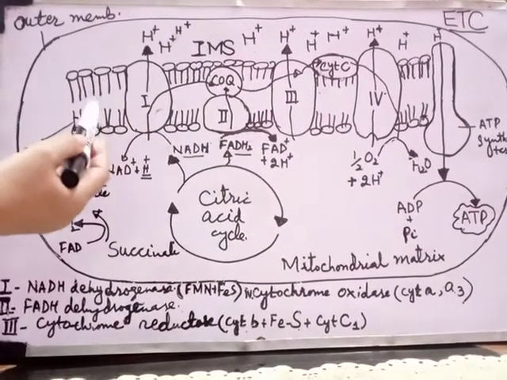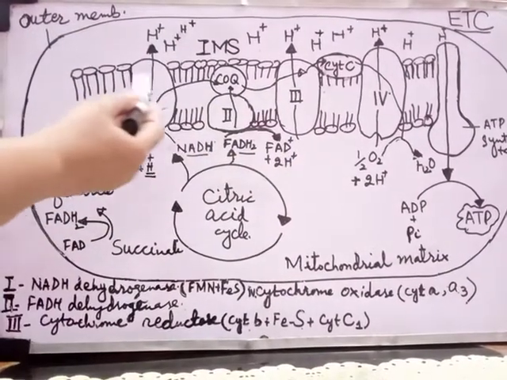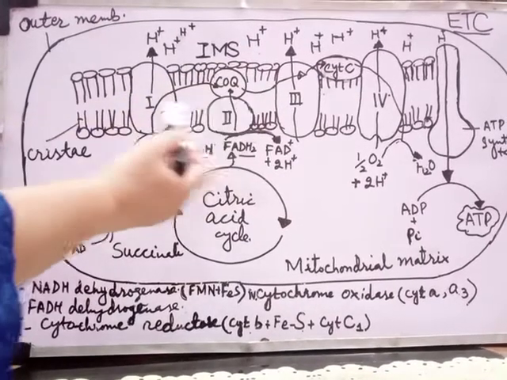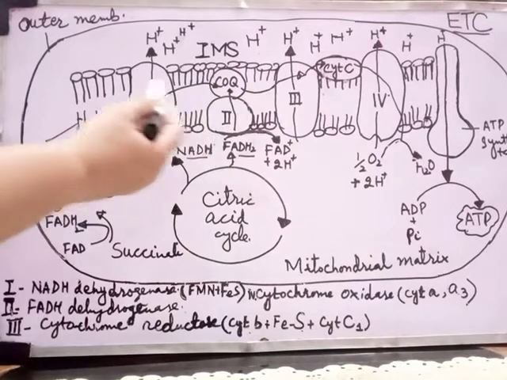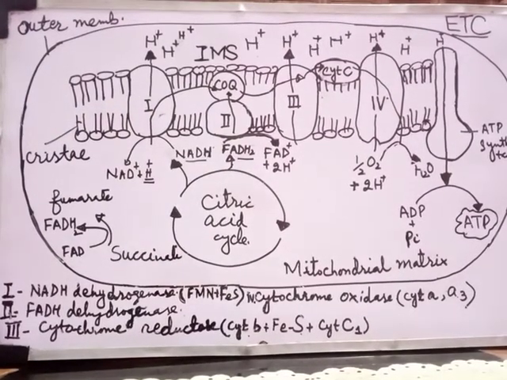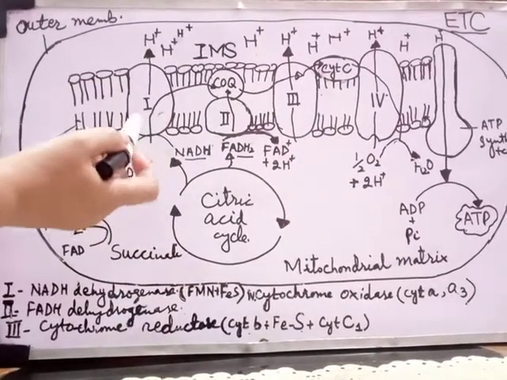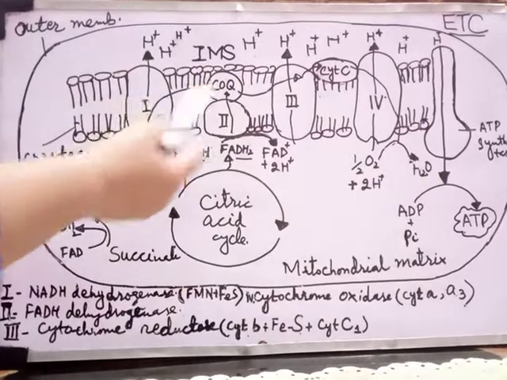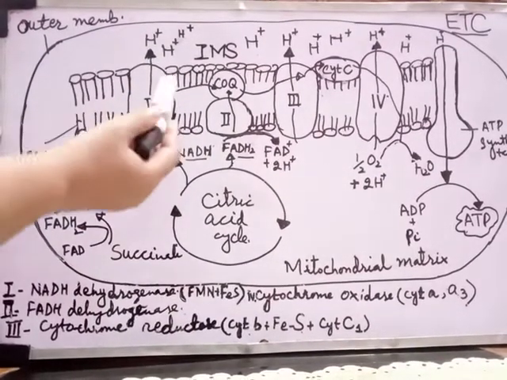In eukaryotes, many copies of these molecules are found in the inner mitochondrial membrane, while in prokaryotes, the electron transport chain components are found in the plasma membrane. All four complexes are present on the mitochondrial membrane, the cristae.